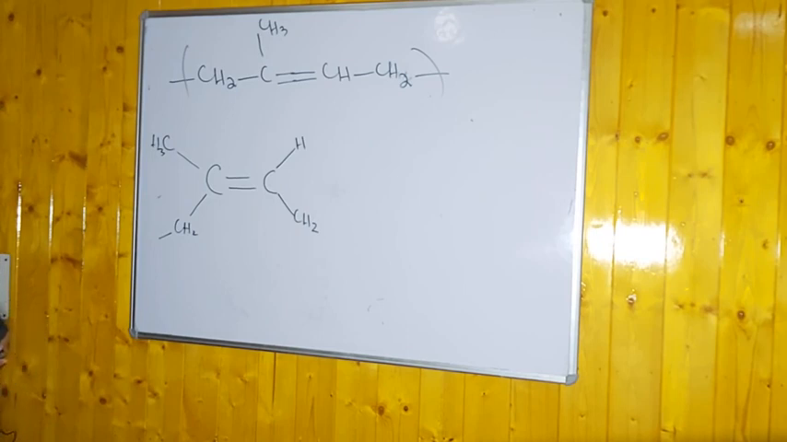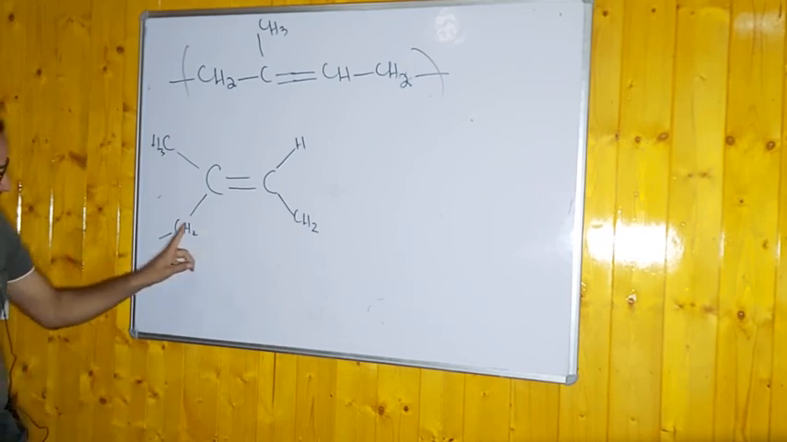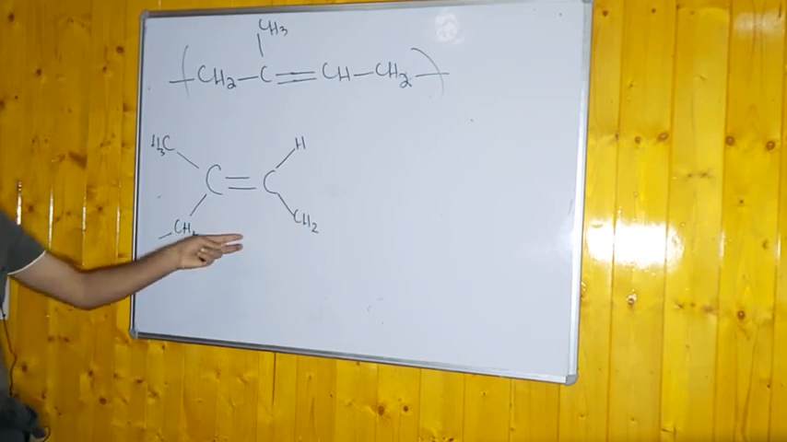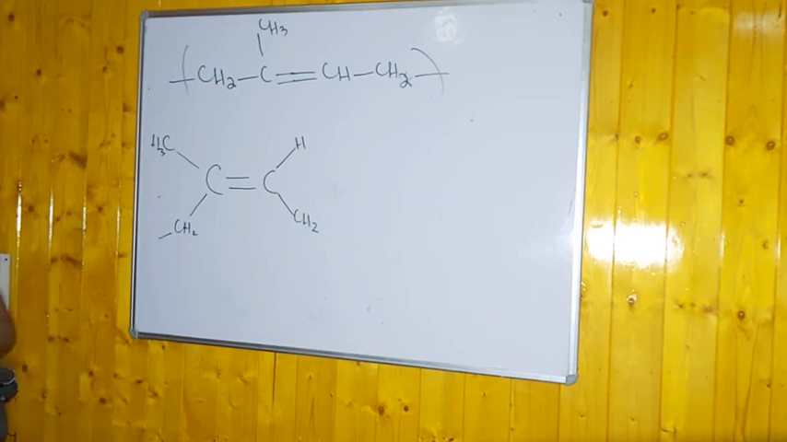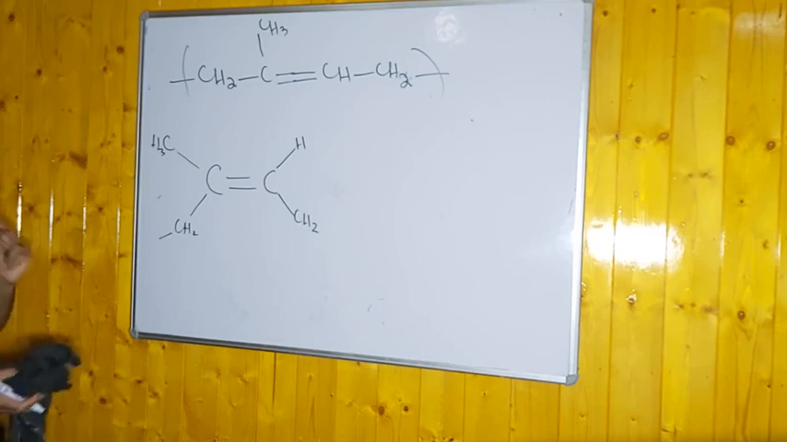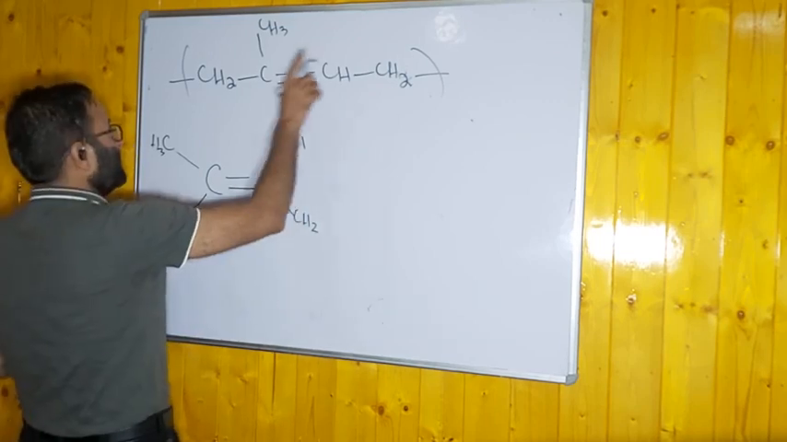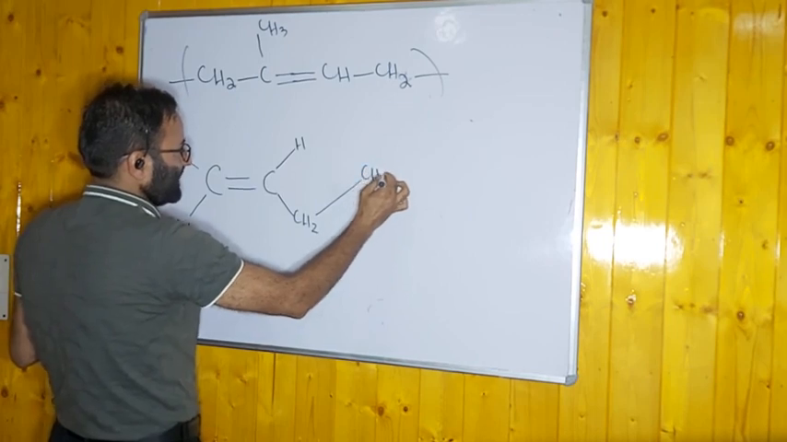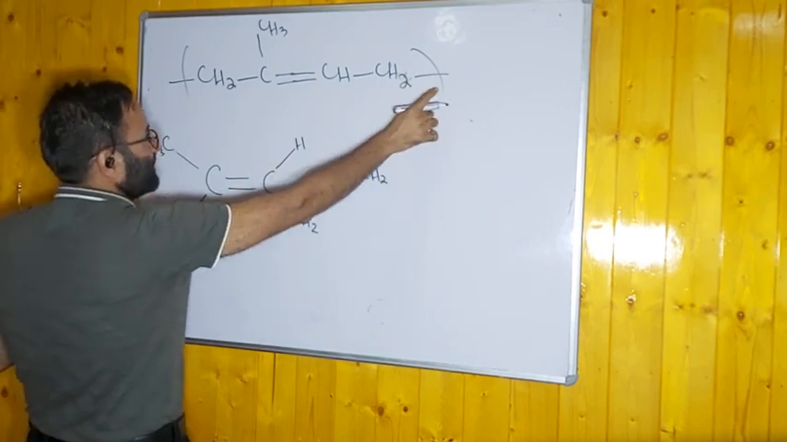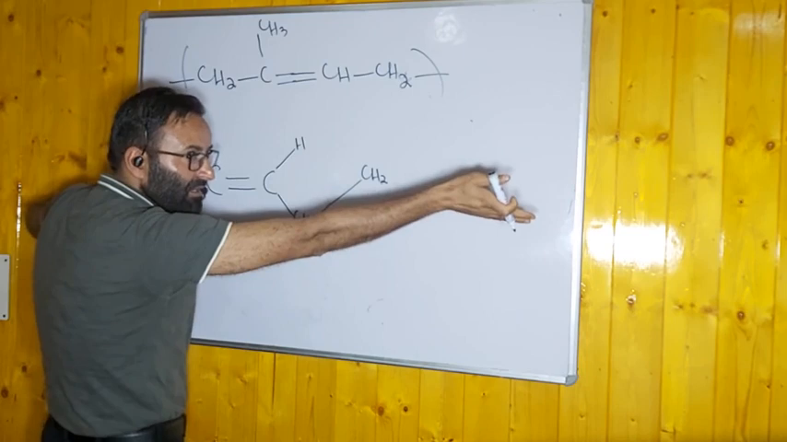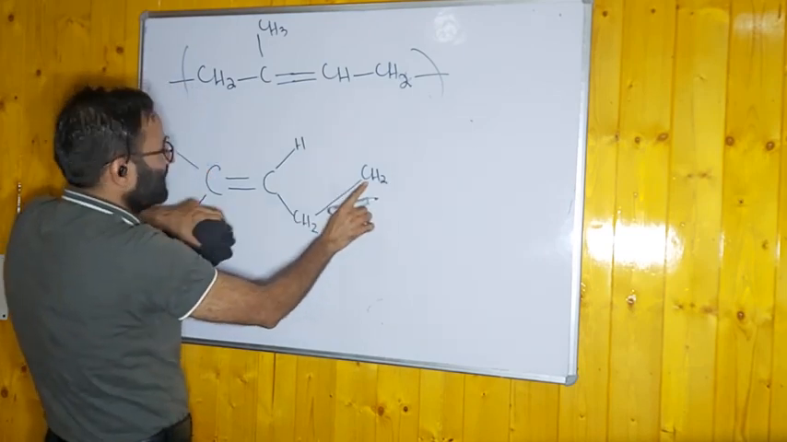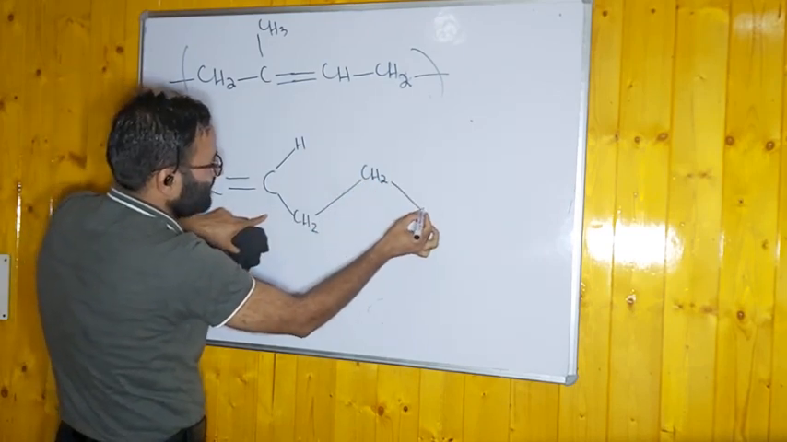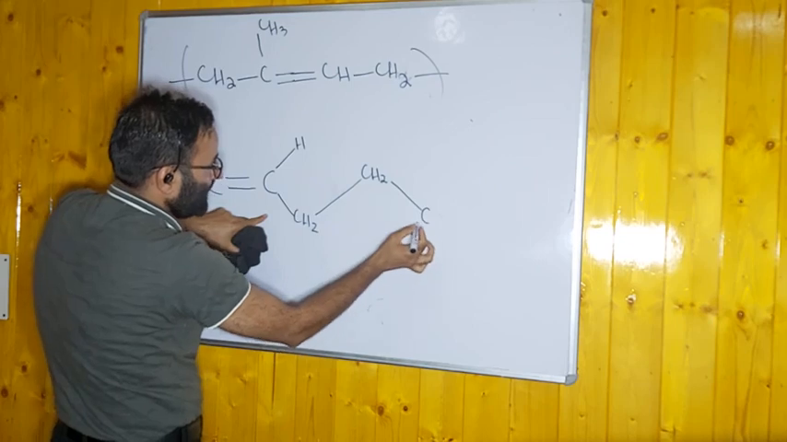Now it is clear, since the like groups, methylene groups, CH2, CH, they lie on the same side. It is cis orientation. Now this CH2 will be linked to this CH2. This CH2 will be linked to CH2 of another repeating unit. This CH2 is attached to carbon, and you have this methyl.